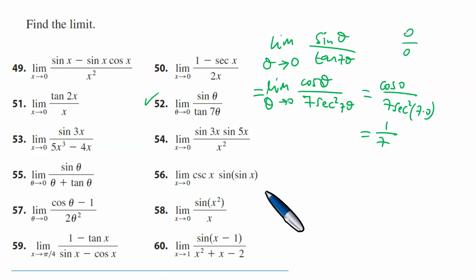We got exactly 1 over 7 because the secant of 0 is 1. It's like cosine 0, because secant of theta is 1 over cosine theta. So this is going to be 1, and then we're going to have 1 over 7. Any question on this? Any remark, comment? No. Okay, 5.3 we've done. Let's look at 5.4.